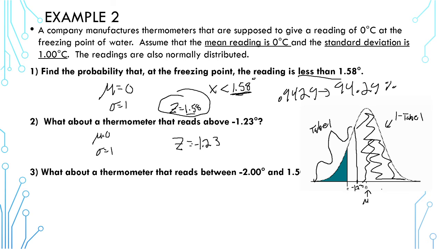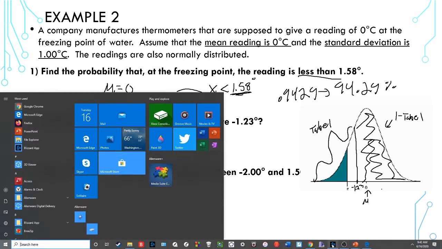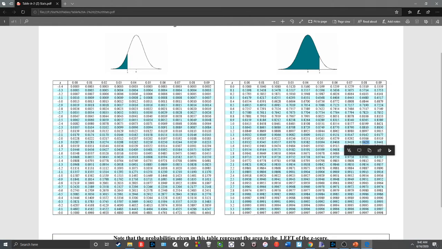So let me go ahead and find negative 1.23 in my table here. Where is it? There it is. So negative 1.2, and then 3 on top, because my third digit. So negative 1.23 would be right there: 0.1093. Because again, negative 1.2 on the left, 0.03 on the top, 0.1093 is my answer for there.